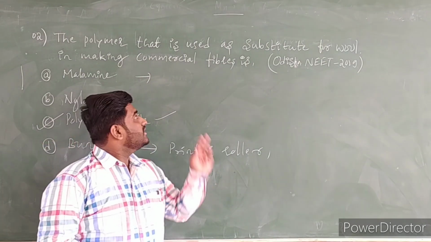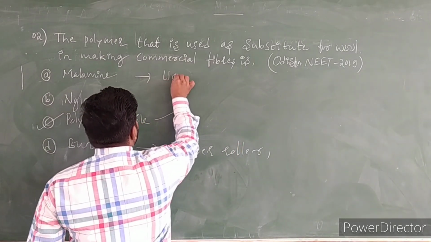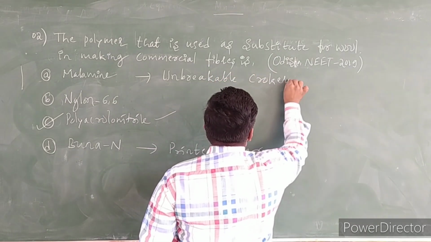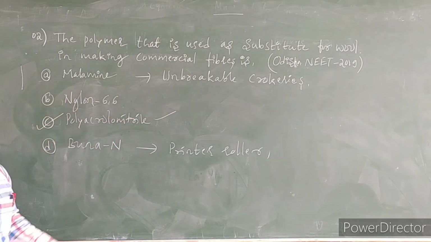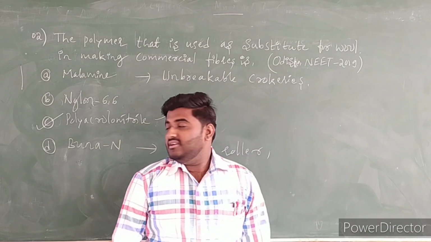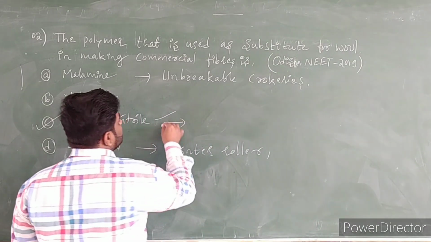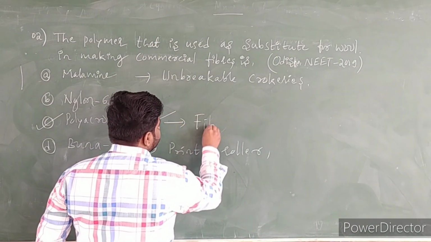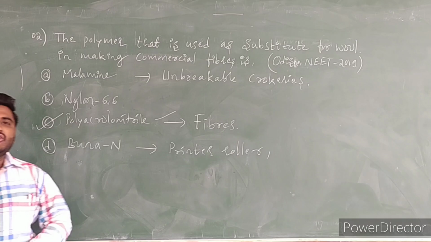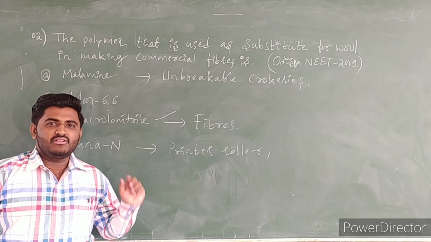Crockery means patragalu in Kannada. So that is what is used in the preparation of unbreakable crockeries. Nylon 66 is made up of adipic acid and hexamethylene diamine, and this is not used as a fiber, remember. So what is remaining? Polyacrylonitrile, which is used in the preparation of fibers. Hence, option C is the correct answer. This is question number 2, asked in the Odisha 2019 NEET examination. Now we will discuss the third example, just note this down.